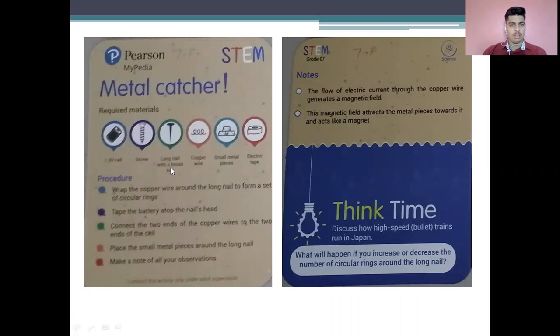We can see just a nail. Then we have a copper wire, some small metal pieces, very small, which should be attracted with small forces as well. Then we have electronic tape, or we can see a black insulation tape. Now the procedure is to wrap the copper wire around the long nail to form a set of circular rings.